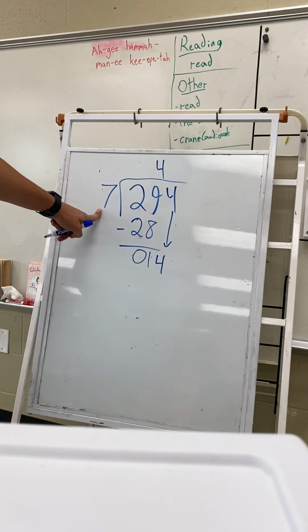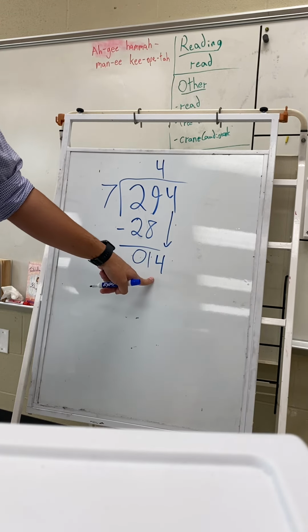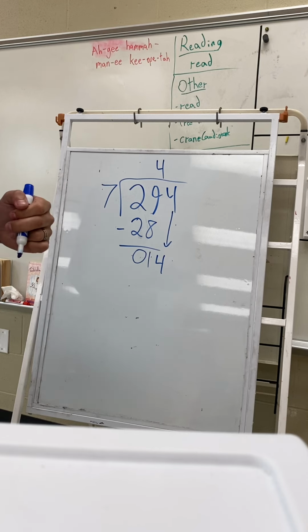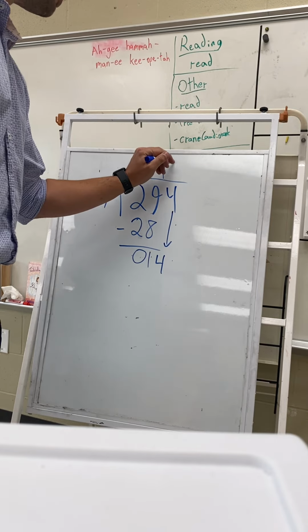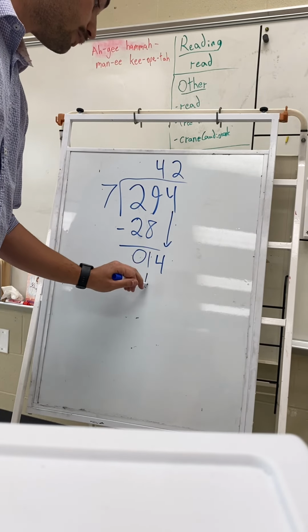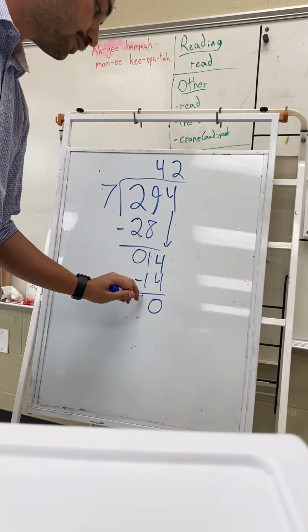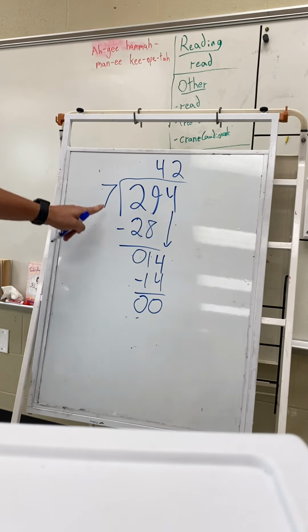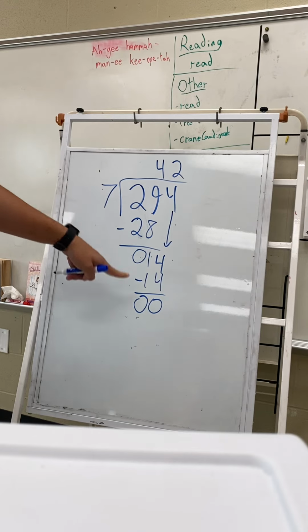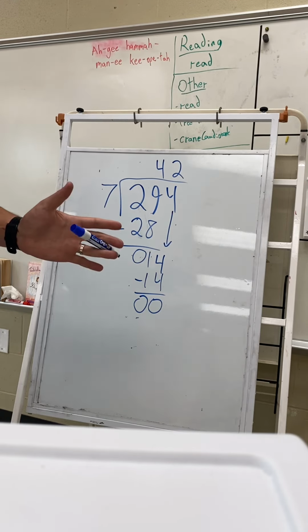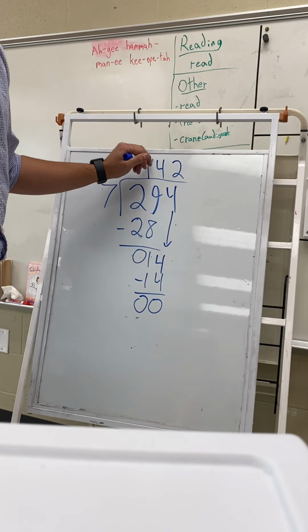And now we ask the question again, can 7 fit inside of 14? Which it can. How many times can 7 fit inside of 14? That's right, 2 times. So we put our 2 up here, and we minus our 14. 4 minus 4, that would get us 0. 1 minus 1, that would get us 0. So now we ask ourselves, can 7 fit inside of 0? No, it can't. Is there anything left to bring down? And there's not. So we are finished with 42 as our answer.